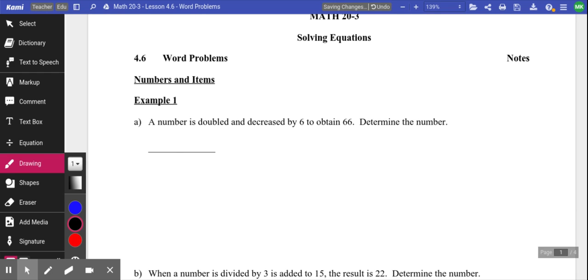Good morning, Math 20-3s. Today we're going to do some word problems. So lesson 4.6. This will be the last lesson of the unit. It will be a bit hard.